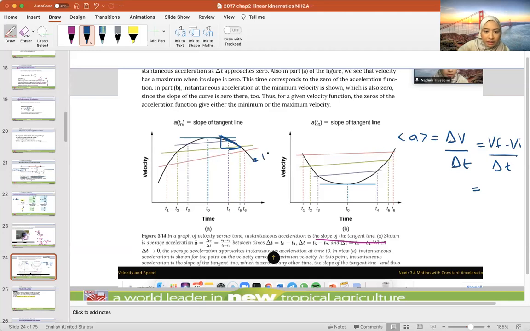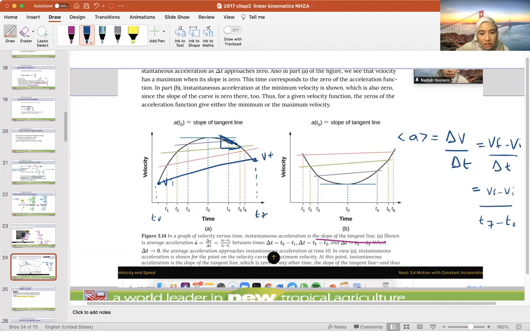So this is V final. Okay, V final, this is V initial. So the average acceleration is from here to here: V final minus V initial over time T7 minus time T0. V final minus V initial, whatever that value is, over T7 minus T naught. So average acceleration is the total change in velocity over the total change in time.